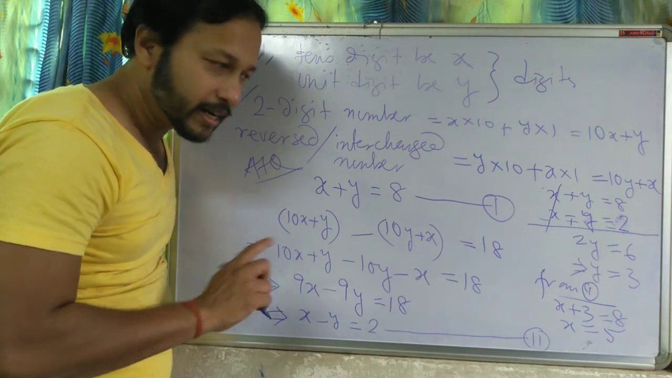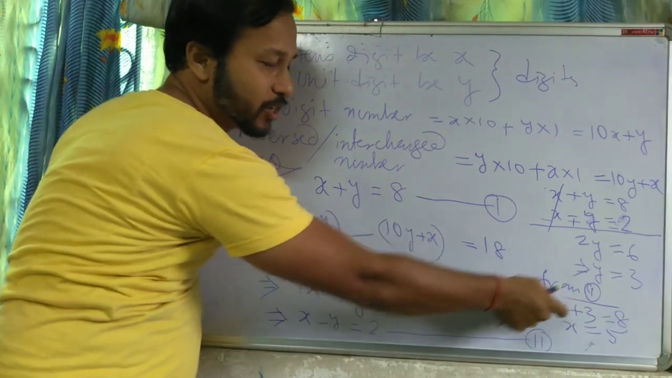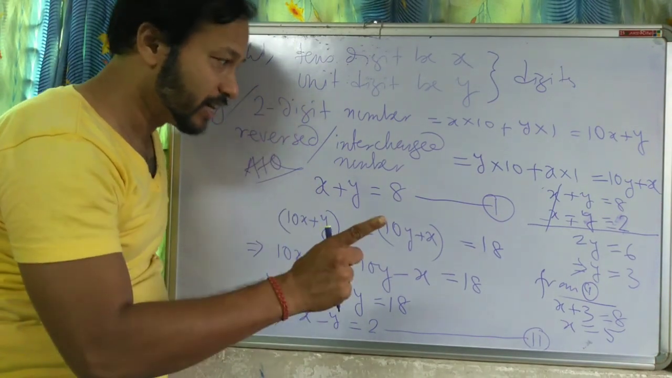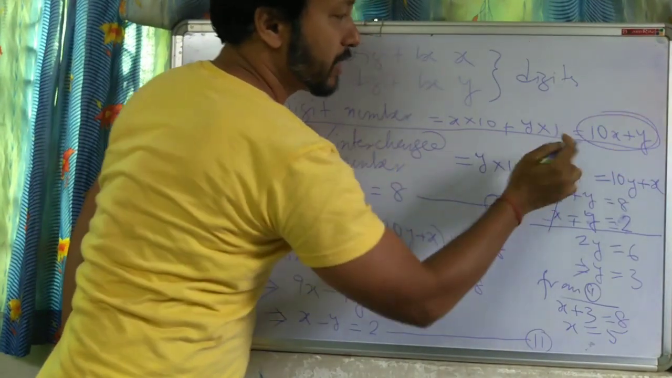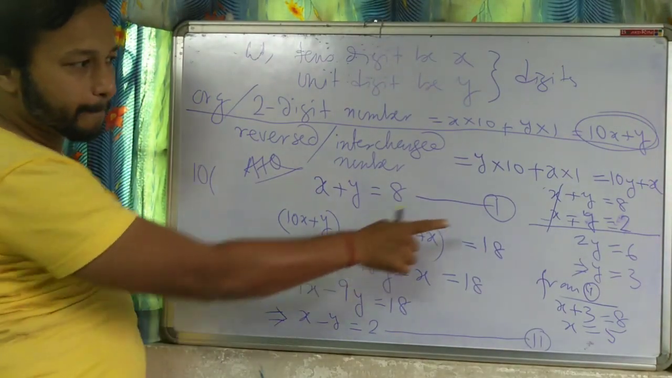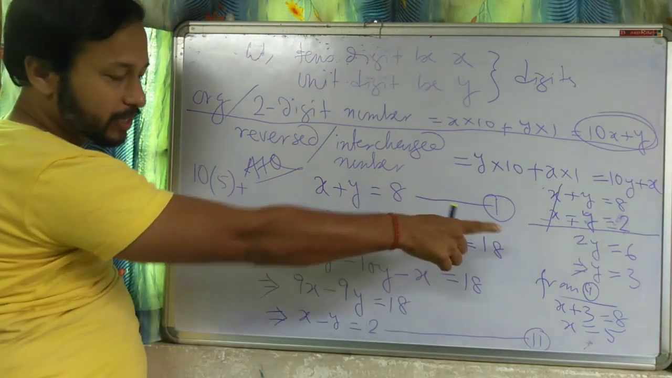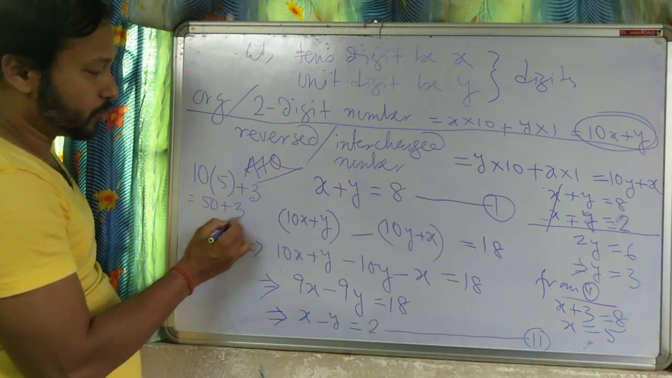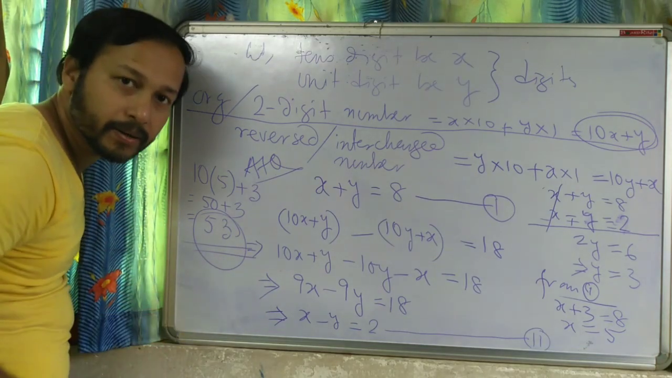In the question, they asked you to find the number, but these are the digits. So what is the number? Original number, not reverse number. Original number. What is the original number? This is the original number, 10x plus y. So 10x, x means 5, plus y, y means 3. That is 50 plus 3. 53 is the answer. Original number. Understood?